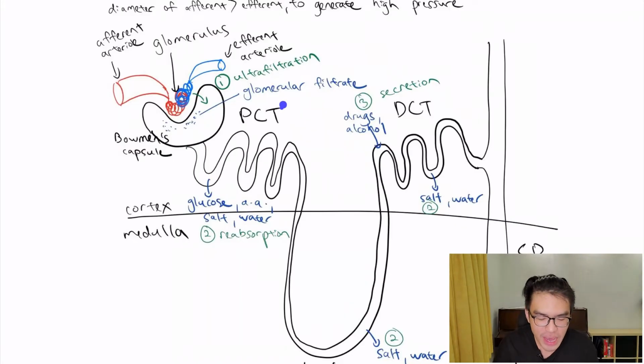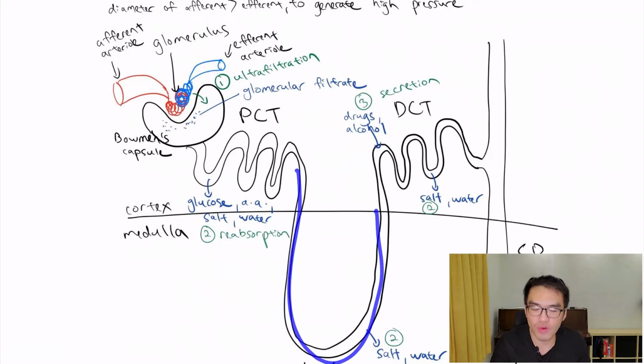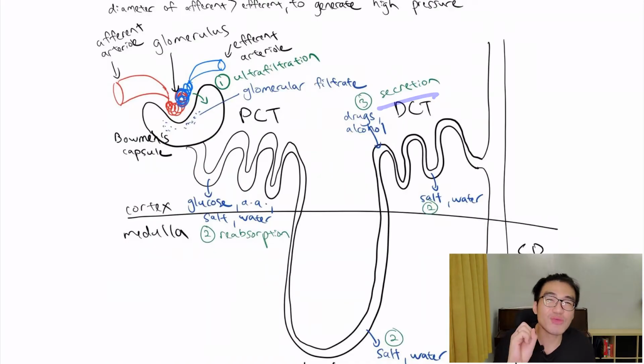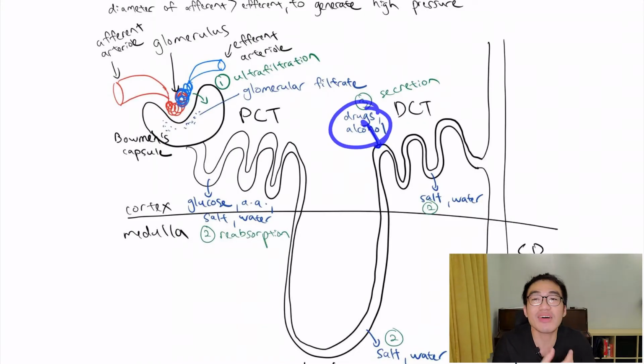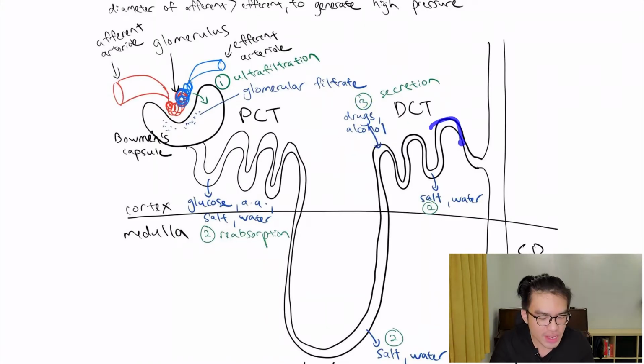For example, at the PCT, your proximal convoluted tubule, they will reabsorb glucose, amino acids, salt and water. At your loop of Henle, reabsorb salt and water. And then at your DCT, distal convoluted tubule, they will reabsorb salt and water. Not only that, they will do step 3, secretion. They will throw extra rubbish inside so that you can throw more rubbish out from the body, which is drugs and alcohol. This is how they detect drugs in your urine. And then they will go to your collecting duct, it will form your urine.